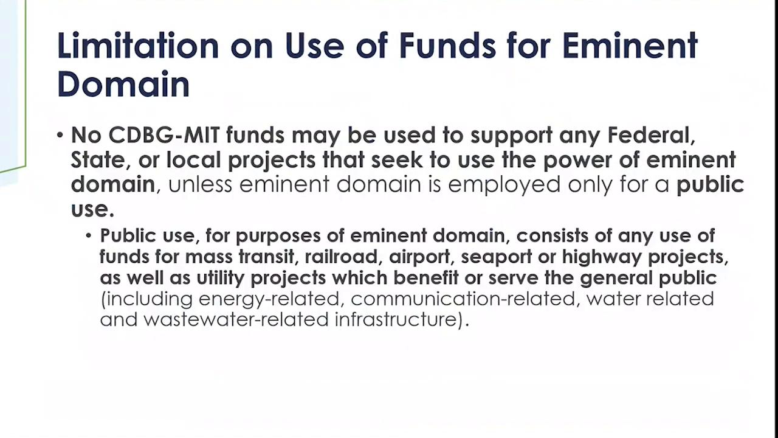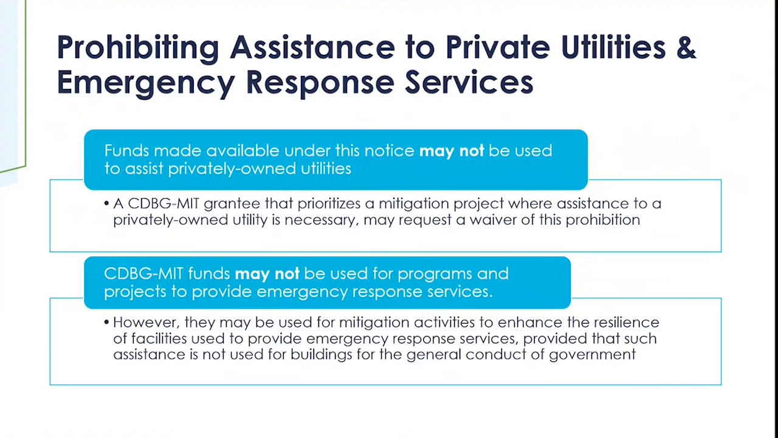There is a limitation on the use of mitigation funds for eminent domain. So no eminent domain may be used for projects that use CDBG DR funds, except if the eminent domain is for public use only. So public use is defined specifically. For the purposes of eminent domain and the purposes of this program, public use consists of mass transit, rail, airport, seaport, which we won't have unless there's a real problem, highway, utility, projects that serve the general public, water, sewer, energy, communication, et cetera. Those are public uses, and those are the definitions that fall under eminent domain. There is a prohibition to the assistance of using CDBG funds for private utilities and emergency response services.